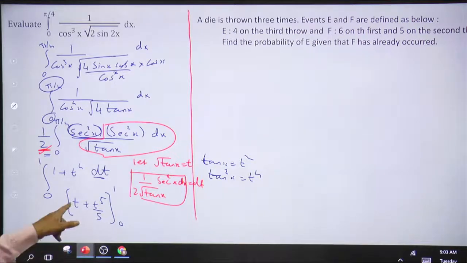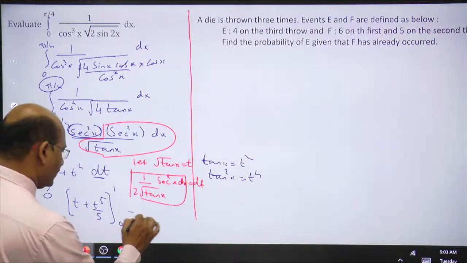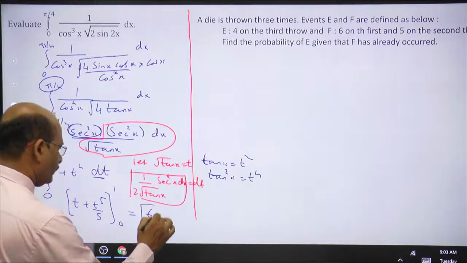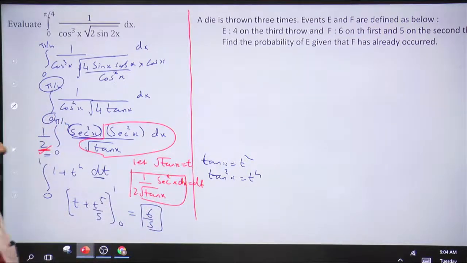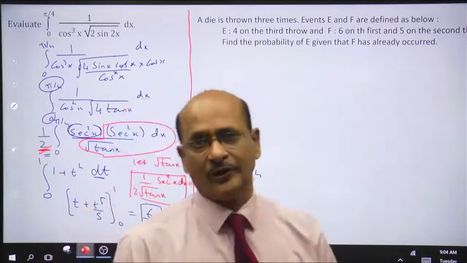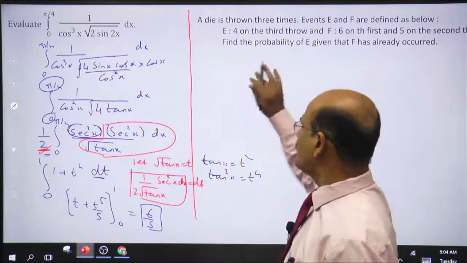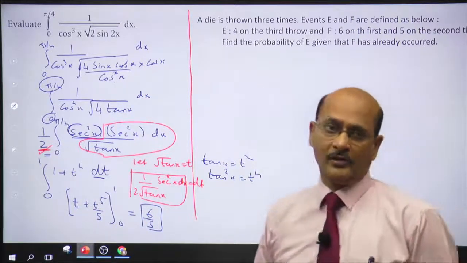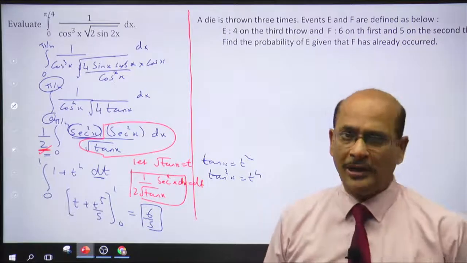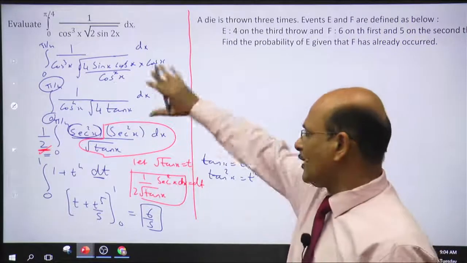So what will happen now? 1 plus 1, right? So 5 plus 1, 6 upon 5 will be the answer. So understand this pattern. This is something very different.